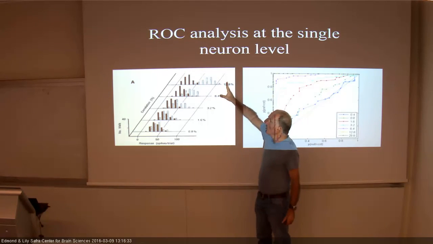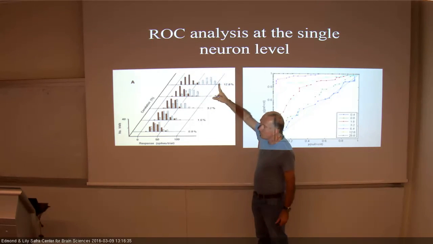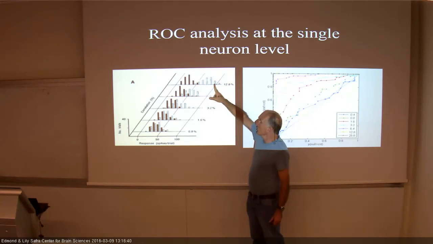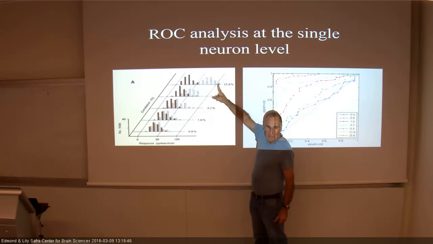So let's say we start from here. We say, okay, if the firing was above 100 spikes, I'll say that it was in the preferred direction. If it was below 100 spikes, I'll say it was in the null direction. What would be the case here? I would always say that it was in the null direction, right? Okay?